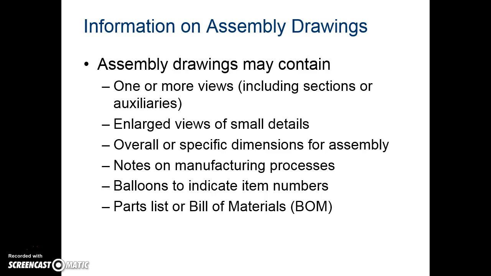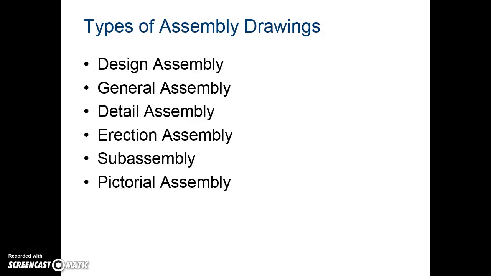Assembly drawings may contain one or more views, including sections or auxiliaries, enlarged views of small details, overall or specific dimensions for assembly, notes on manufacturing processes, balloons to indicate item numbers, and a parts list or bill of materials. So, assembly drawings always have these balloons and parts lists, or may contain them.